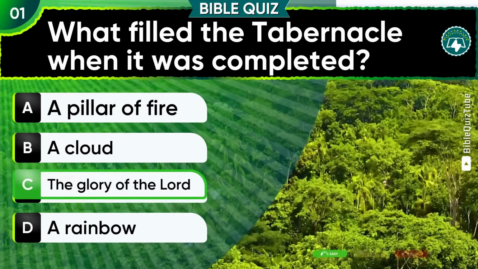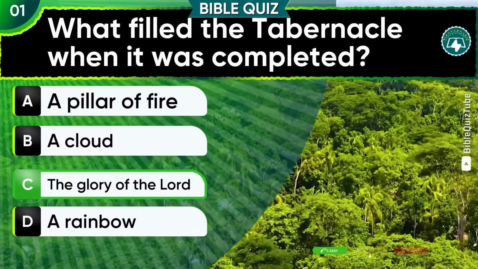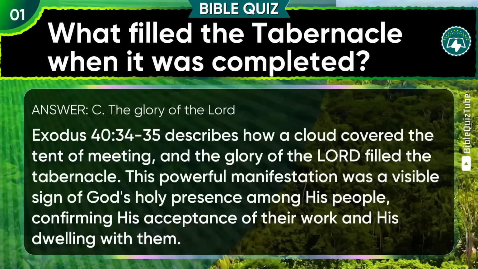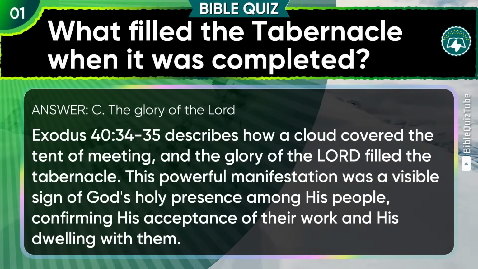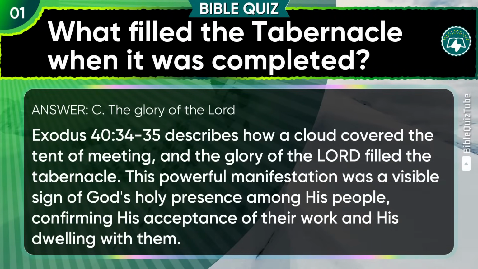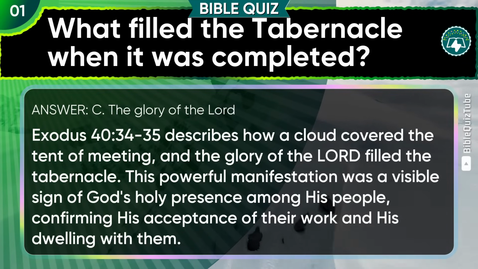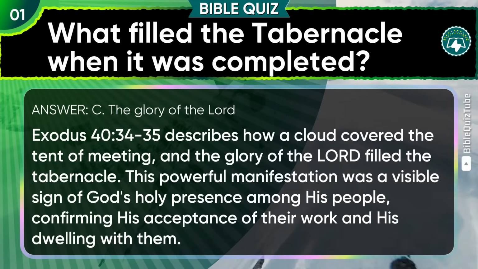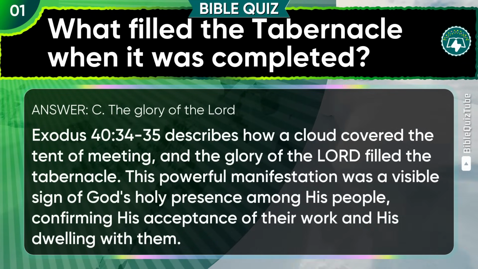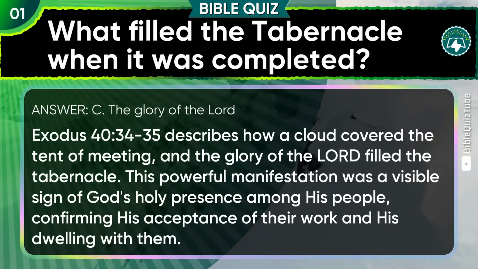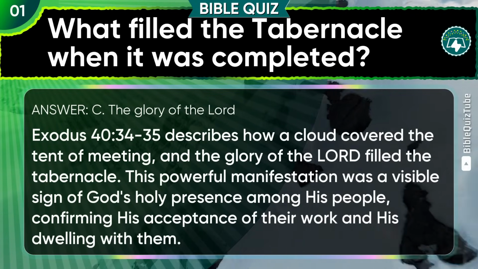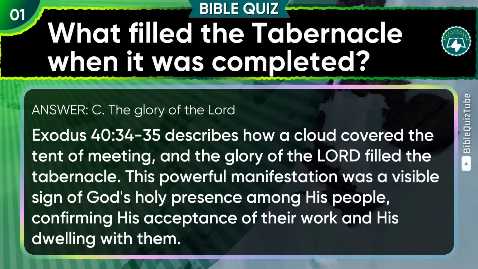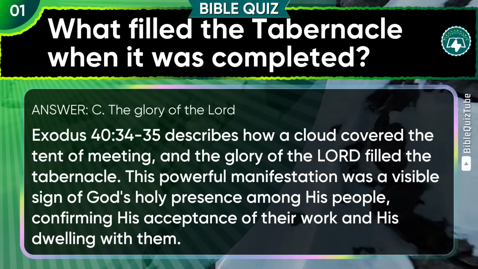You've got this. C. The glory of the Lord is correct. The explanation. Exodus chapter 40 verses 34 to 35 describes how a cloud covered the tent of meeting, and the glory of the Lord filled the tabernacle. This powerful manifestation was a visible sign of God's holy presence among His people, confirming His acceptance of their work and His dwelling with them.